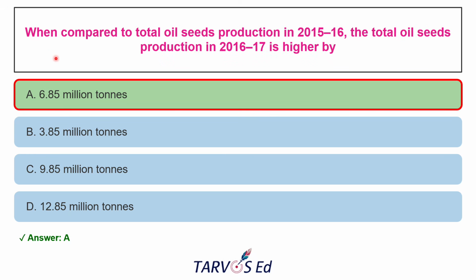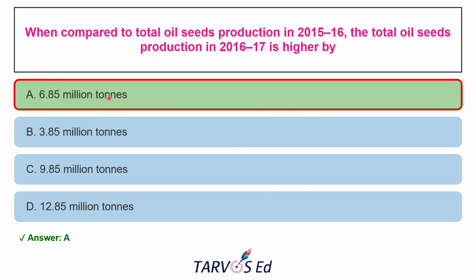The next question is: when compared to total oilseed production in 2015-16, the total oilseed production in 2016-17 is higher by... They ask for the difference. Anyway, in 2016-17 the production will be higher than the last year, 2015-16. They asked how much the production has increased. The options given are 6.85, 3.85, 9.85, and 12.85 million tons. So the correct option is 6.85 million tons.